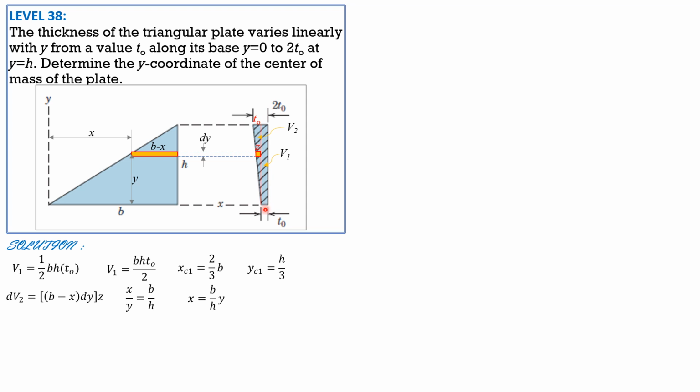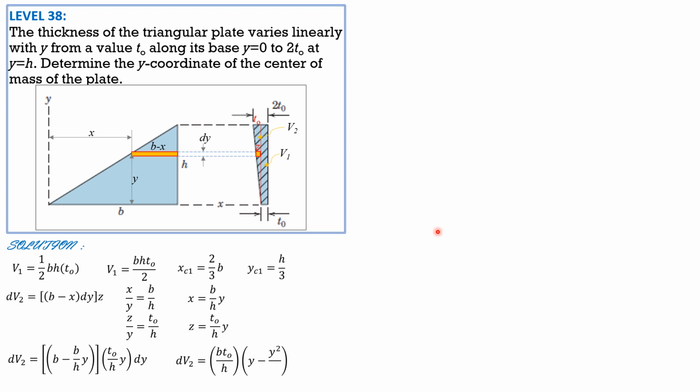Likewise, from this triangle here, z is to t sub o as y is to h. The height is h. So z is to t sub o as y is to h, so z is t sub o over h times y. So that differential volume dV2 is the quantity b minus t sub o over h times y, then z is t over h y dy. Factor out b, t sub o over h, then distribute y. So dV2 equals b t sub o over h quantity y minus y squared over h dy.